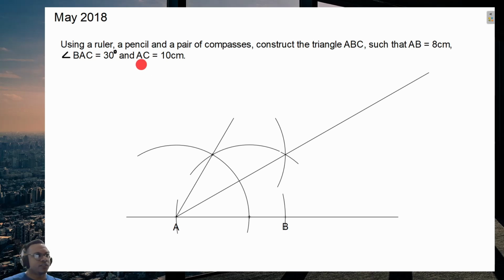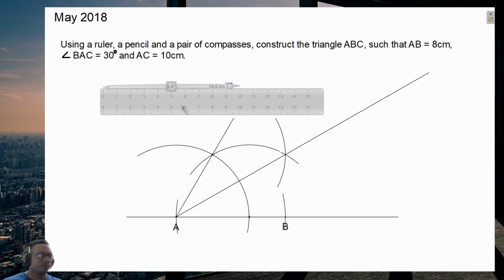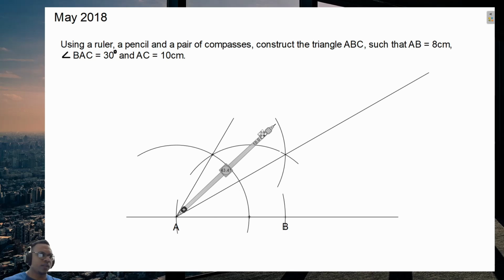Now I'll have to construct the line segment AC. So from the point A to the point somewhere along this line C is 10 centimeters. So I'll take my compass and open it out to 10 centimeters. I'll place my compass point at the point A and I'll make an arc to cut this line here. Now where that arc cuts the line, that will be point C. So point C will be here.